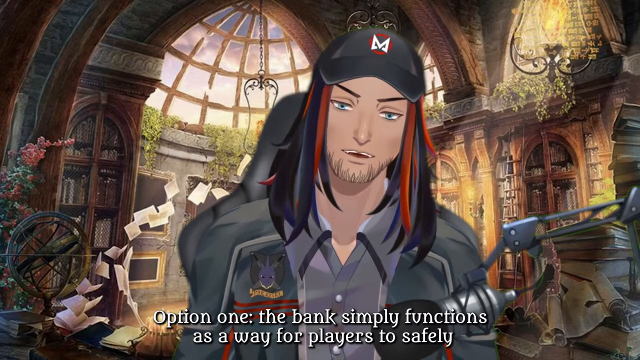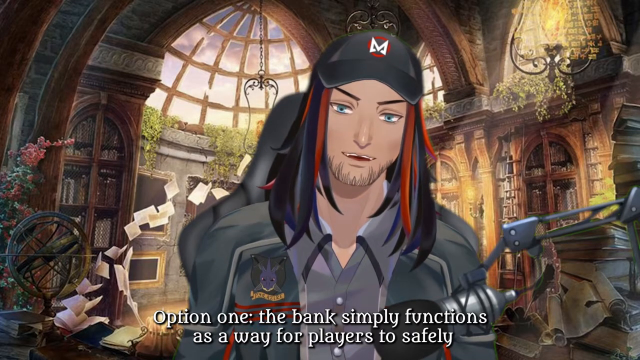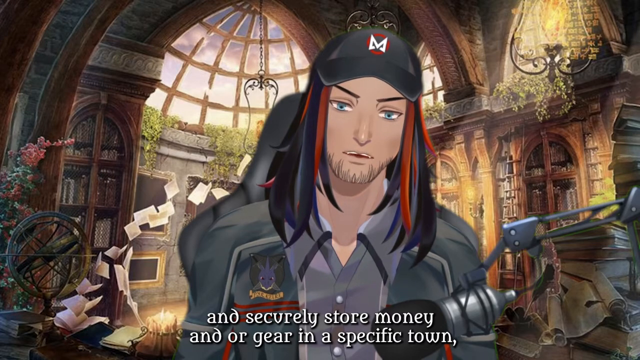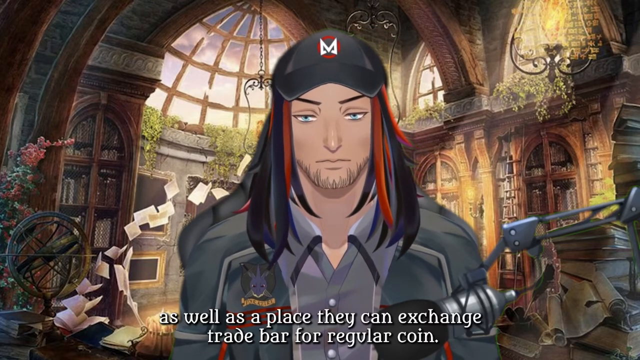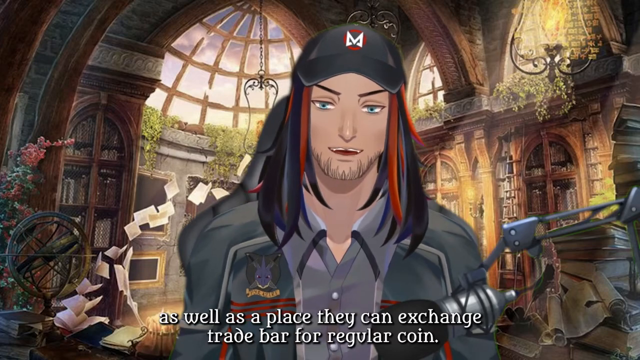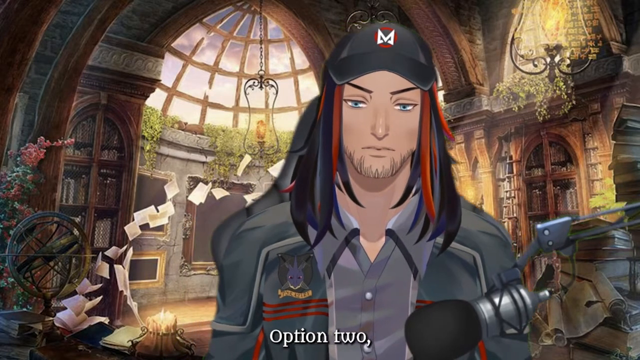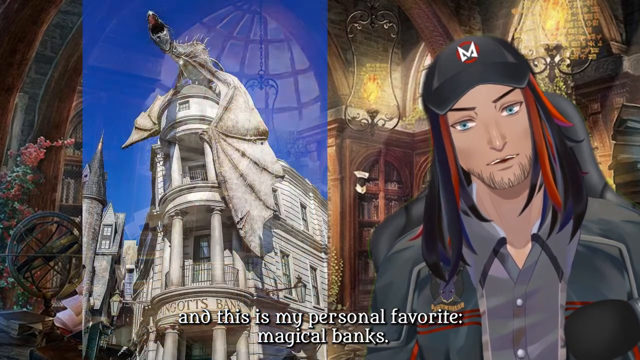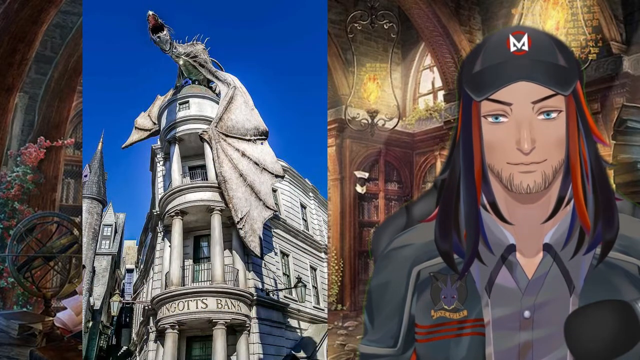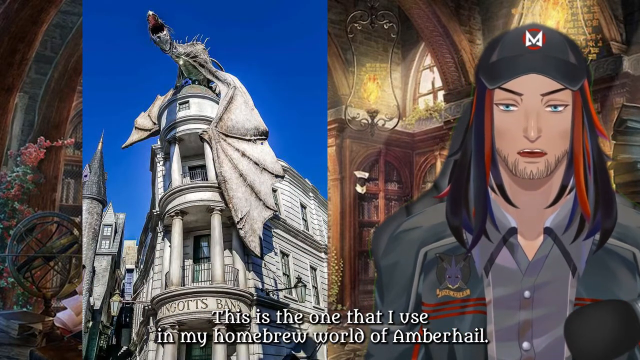Option 1. The bank simply functions as a way for players to safely and securely store money and/or gear in a specific town, as well as a place they can exchange trade bar for regular coin. Option 2, and this is my personal favorite, magical banks. This is the one that I use in my homebrew world of Amberhale.